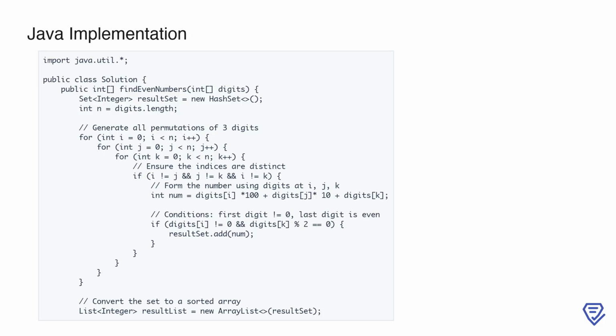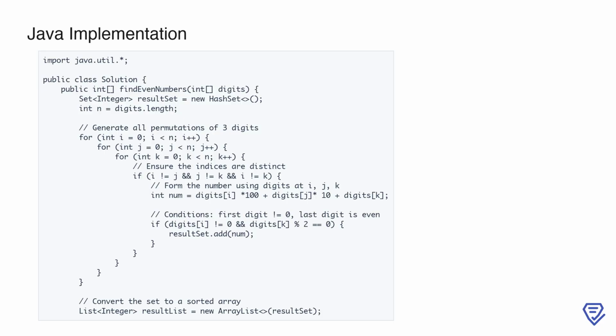Now, we use 3 nested loops to generate all possible permutations of 3 digits. The indices i, j, and k represent the positions of the digits we are combining, and we ensure they are distinct by checking that i, j, and k are not equal to each other.